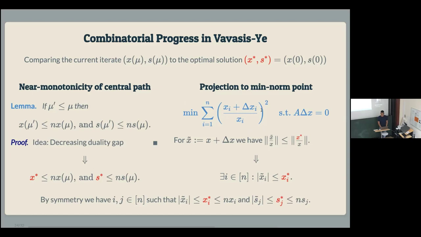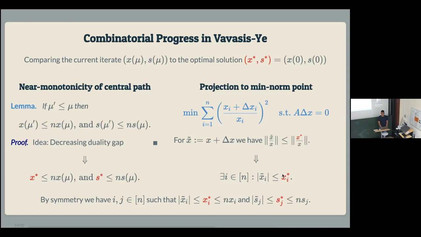So if I now define this x tilde to be the update, if we were able to go the full step in the direction of delta x, then by definition, you would have that x tilde has a smaller 2-norm than x star in the reweighted norm at your local point. Which in particular implies that there must be some variable where the optimal solution is at least as big as my new iterate x tilde.